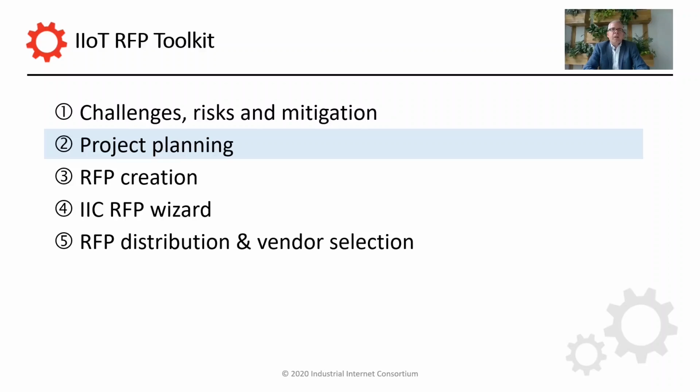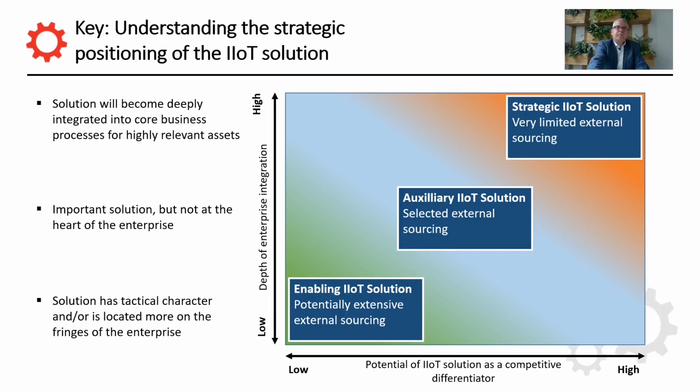Welcome to the second part of our RFP toolkit, which is looking at project planning. When you are planning an IoT project, it's really important that you understand the strategic positioning of the IoT solution, because that has a really huge impact on the project setup, the project plan, the procurement strategy, and so on.